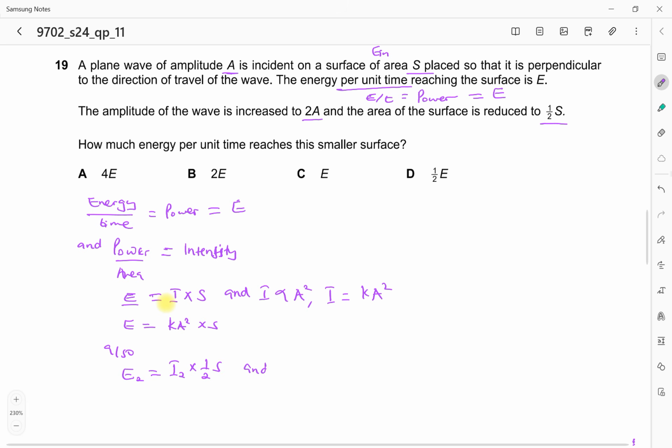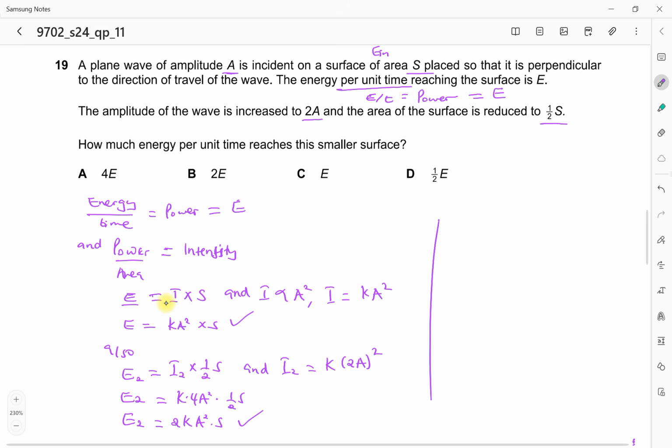And what is I2? I2 is going to be equal to a constant times the amplitude, which is twice A, but it is squared. So it means E2 is going to be equal to I2, which is K times 4 A squared, times a half S. Alternatively, I can say E2 is equal to, a half cancels with that, so it becomes twice K A squared times S. So I have this equation here and this one here.